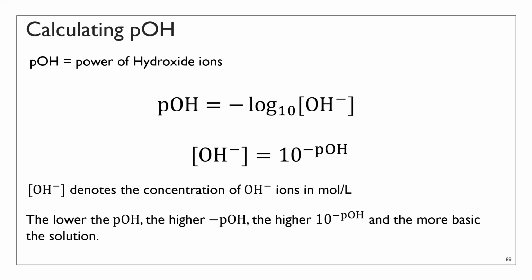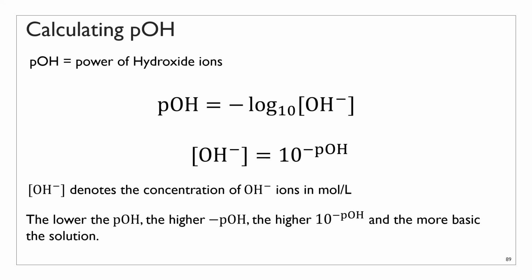So pOH stands for power of hydroxide ions, and the way that you calculate pOH would be the same way that you would calculate pH. So pOH would be negative log to the base 10 of the molar concentration of hydroxide. And if you start with the concentration of hydroxide, you can go 10 to the negative pOH, which will allow you to go backwards. So this is exactly the same as pH. It's just that you replaced hydrogen with hydroxide. So square brackets OH- denotes the concentration of hydroxide ions in mole per liter.